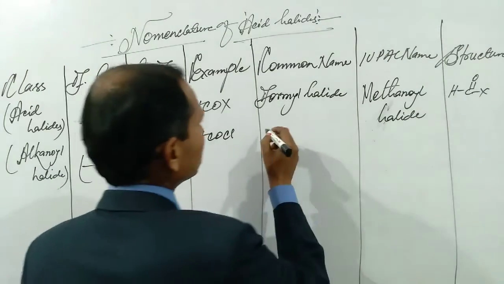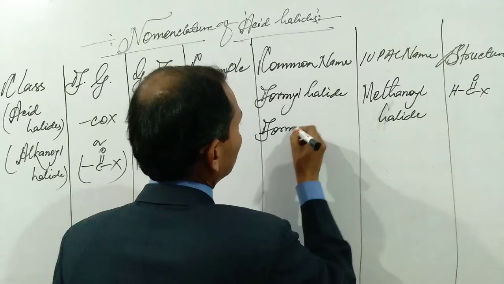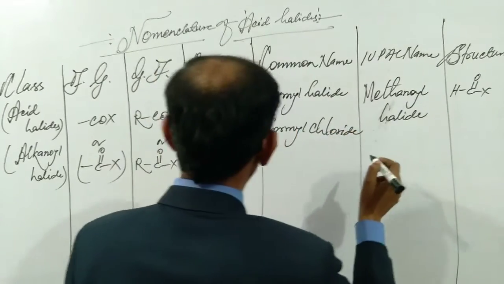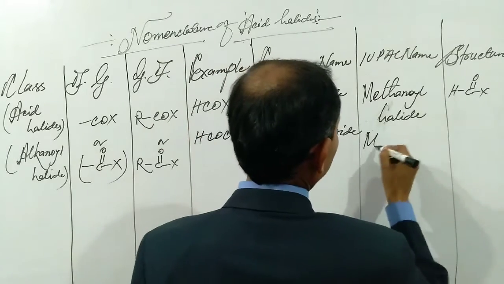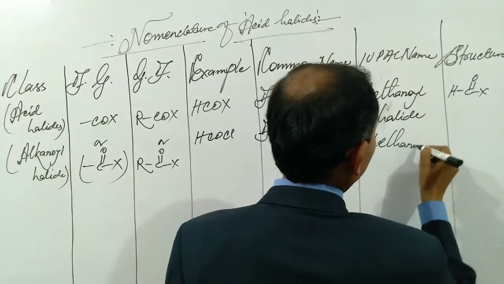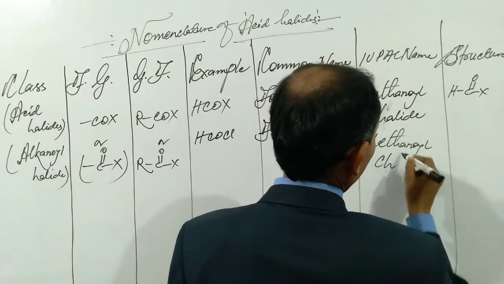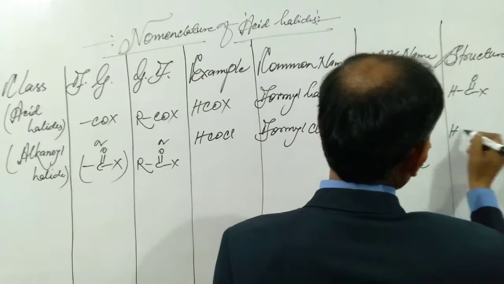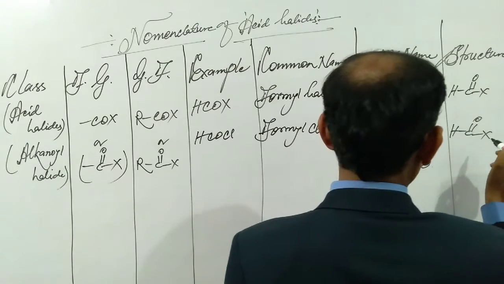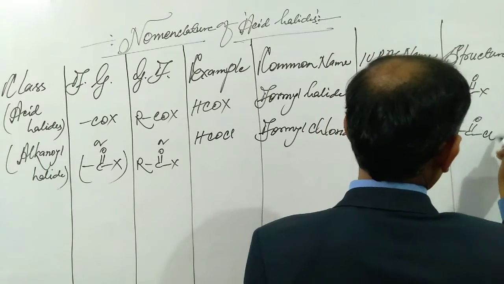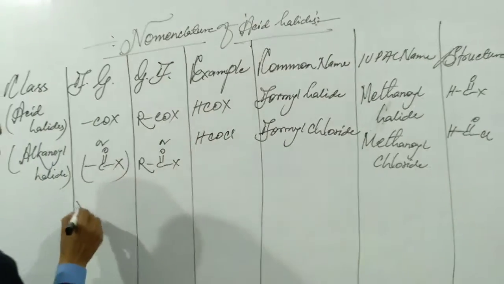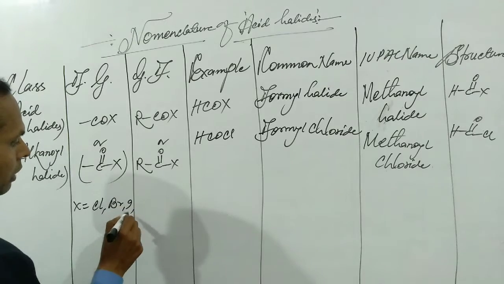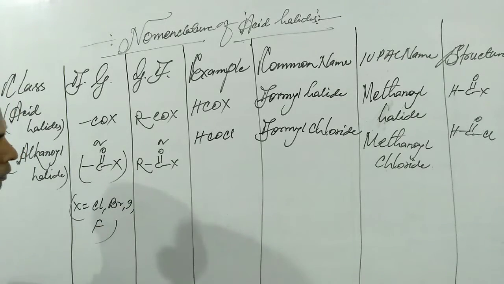This is the formyl chloride, and the IUPAC name will be methanoyl chloride. And the structure of such compound is like that. The halogen atom can be chlorine, bromine, iodine and fluorine.